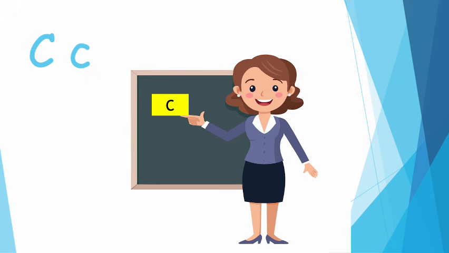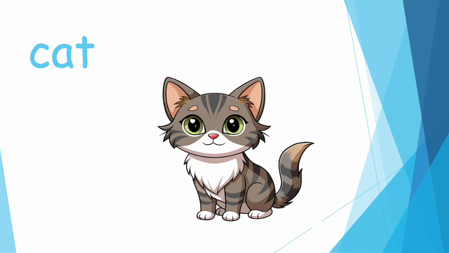Today we learn the new alphabet, which is C, and the sound of C is K. C, K. Okay, now we see the words that start with the alphabet C.